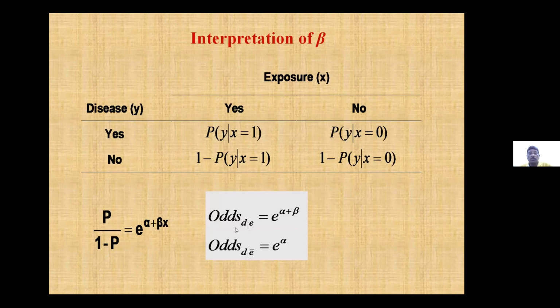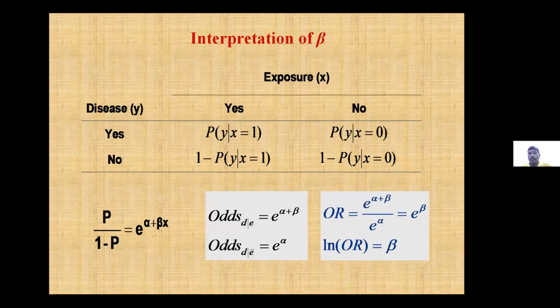So the odds of disease in the exposed is e to the power alpha plus beta. The odds of disease in the not exposed, where beta is absent, is e to the power alpha only. So the odds ratio is equal to this divided by this. This is the presence and this is the absence of the disease. So finally this becomes e to the power beta.